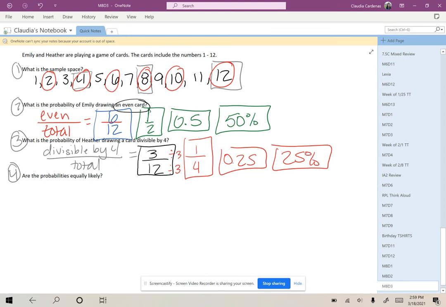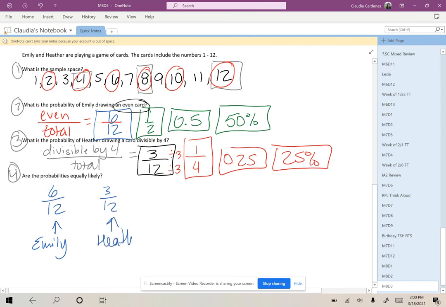And now we are at question 4, which says, are the probabilities equally likely? So are Emily and Heather equally likely to pick their own situation? Emily drew an even card with 6 out of 12 as her probability. And Heather has a probability of 3 over 12 of picking a card divisible by 4. Are these fractions equivalent? No, they are not. So we are going to draw a line across it saying the probabilities are not equal.